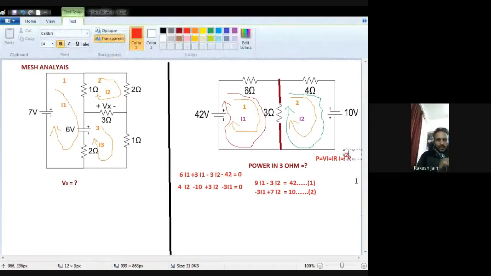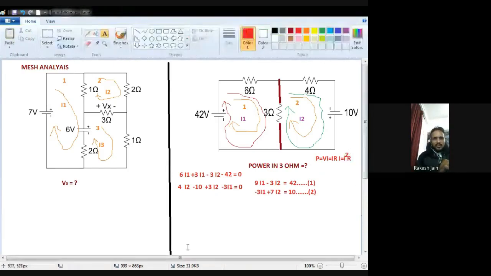Okay, so can you understand till now? If yes, then type in the message box, okay sir. If you understand everything till now, then type okay sir. Very good, Amit. Very good, Ashish.